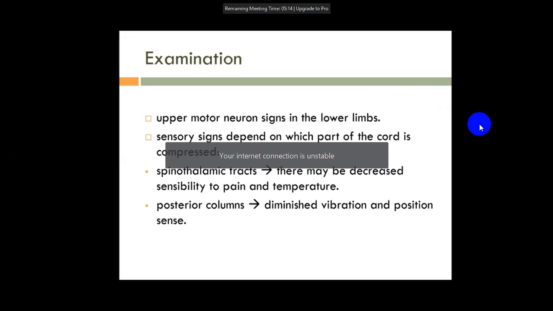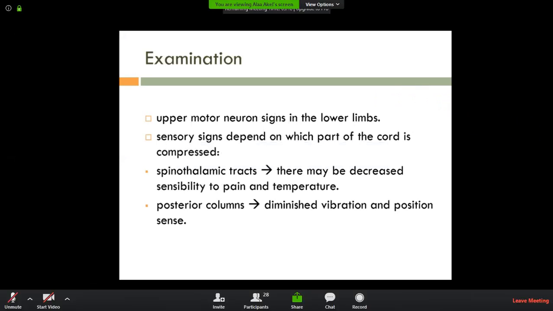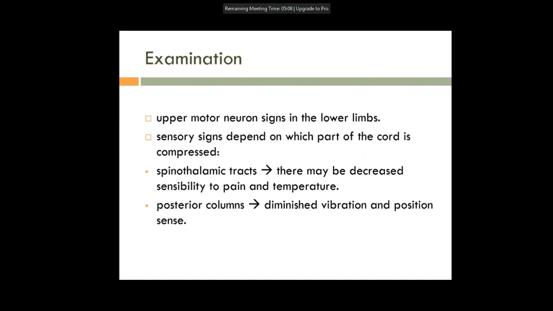If the anterior part of the cervical spine was compressed, it will cause decreased sensation to pain and temperature. If the posterior column was compressed, you will have diminished vibration and position sense. The compressive effects in canal stenosis are multiple.